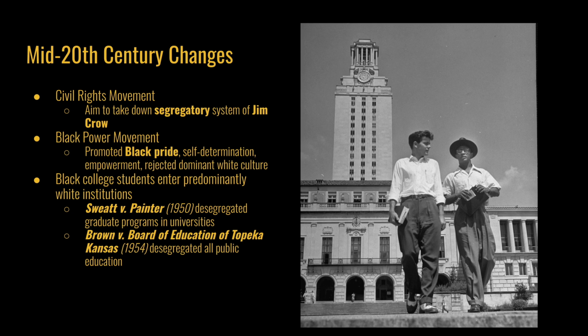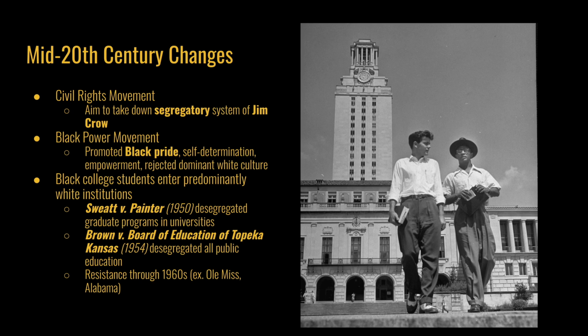Therefore, the separate but equal doctrine established under Plessy versus Ferguson in 1896 did not hold true for graduate programs. In 1954, this was expanded, and the separate but equal doctrine was completely overturned by the Brown versus Board of Education of Topeka, Kansas decision, which desegregated all public education. Black students were no longer mandated to attend separate schooling systems from white students, though it took about 15 years for the promises of Brown to be implemented in America's school system.